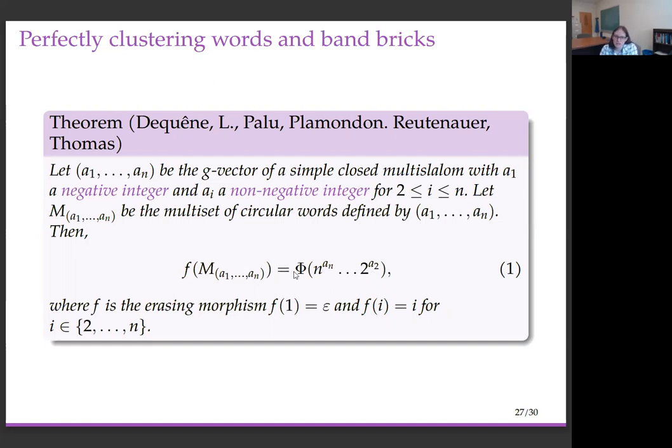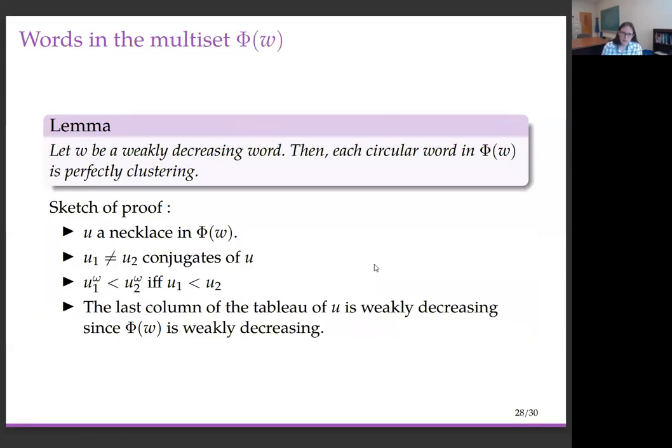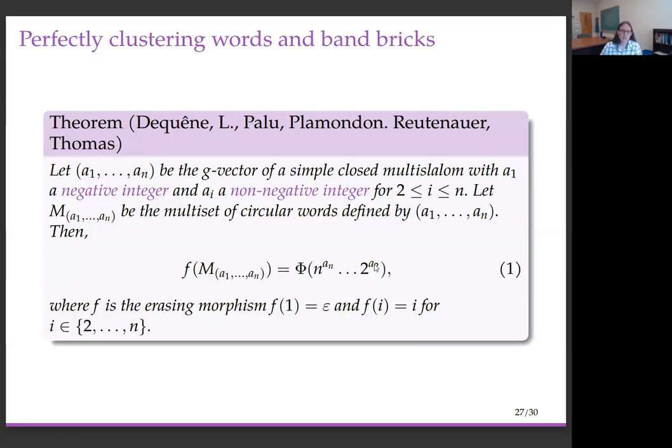And so here, if you take the Gessel-Reutenauer bijection of the weakly decreasing word, the word that you will obtain is a perfectly clustering word. So using that, you get the previous theorem, which means that a word is perfectly clustering if and only if it represents a big brick module, a brick bound module.